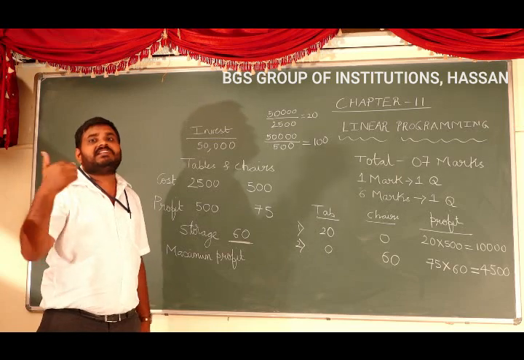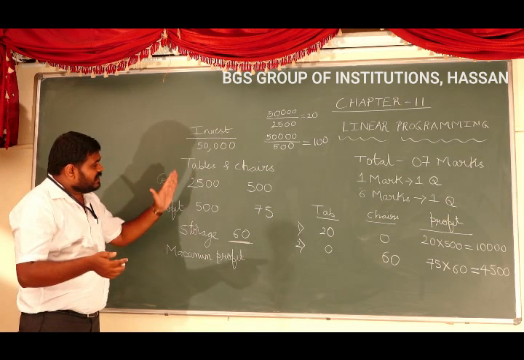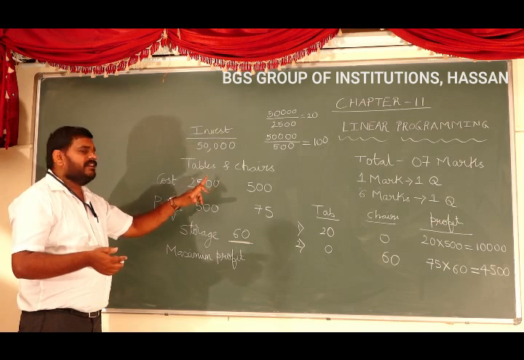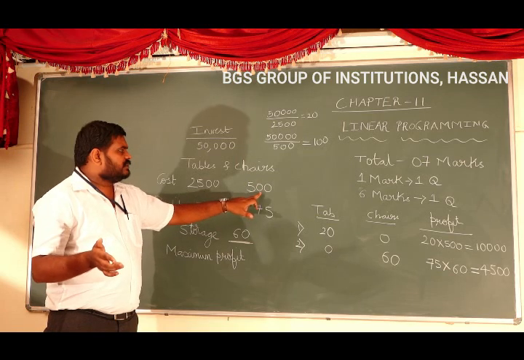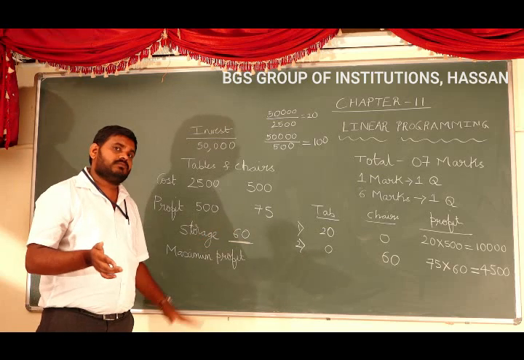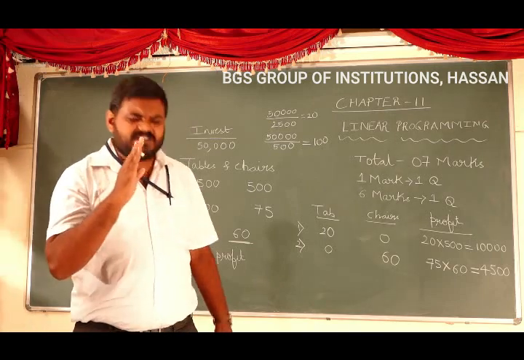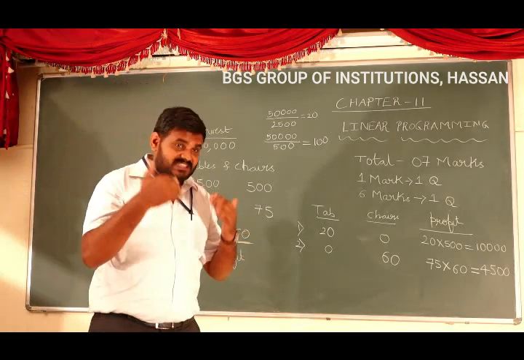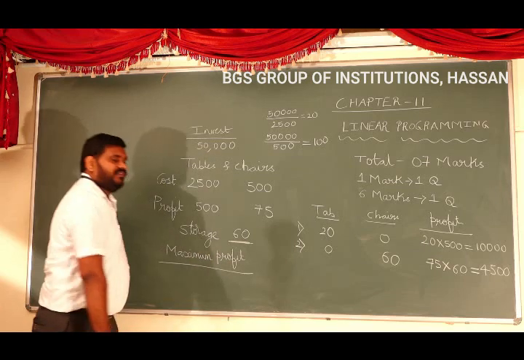Now, obviously, when he sells something, he will have a profit. Let us take the profit for each table, whatever the cost price 2,500 is there, for each table he sells, he will get a profit of 500 rupees. And respectively, for the chair also, for each chair, for 500 rupees cost price, he will get a profit of 75 rupees. Now, what will be the intention of the businessman? The businessman invests and thinks he should get maximum profit. Obviously, now our intention is also to maximize the profit.